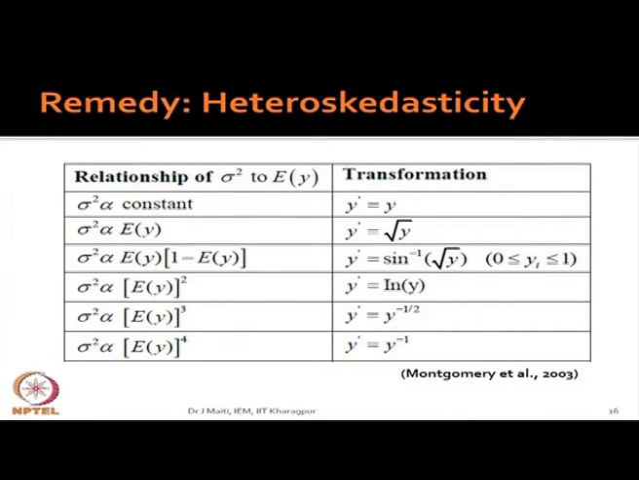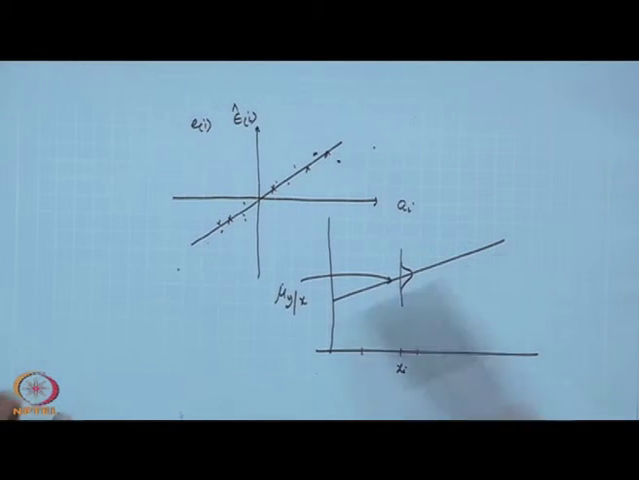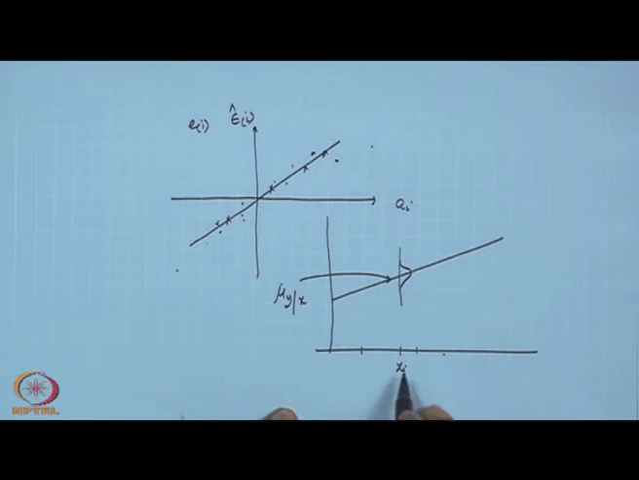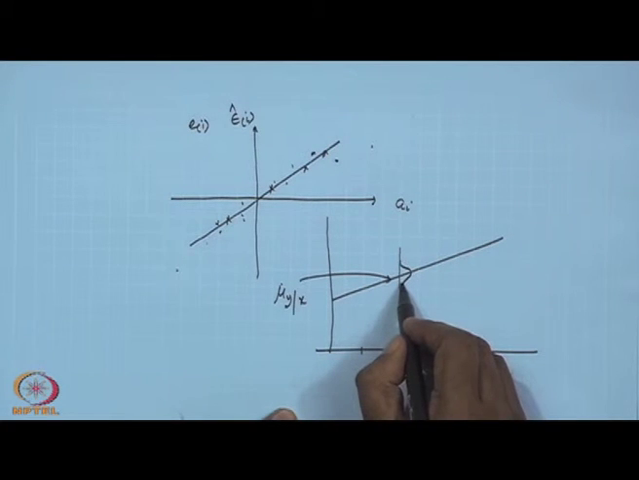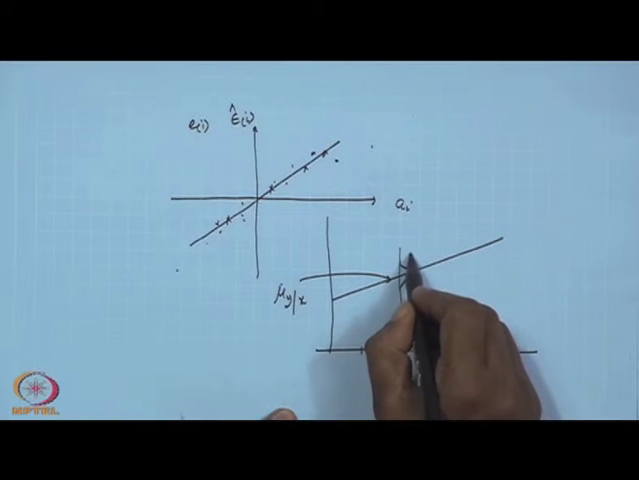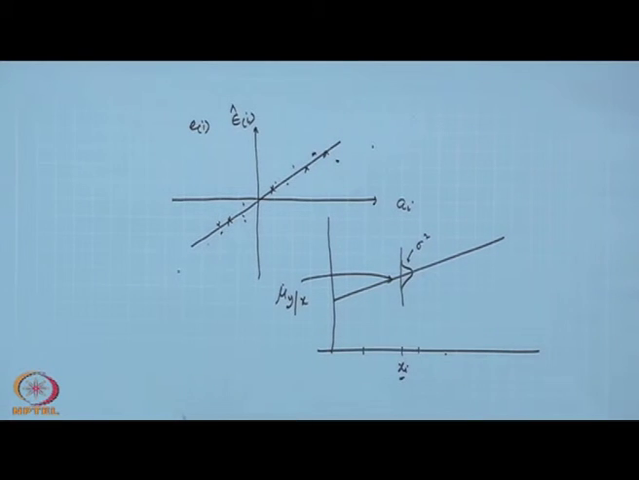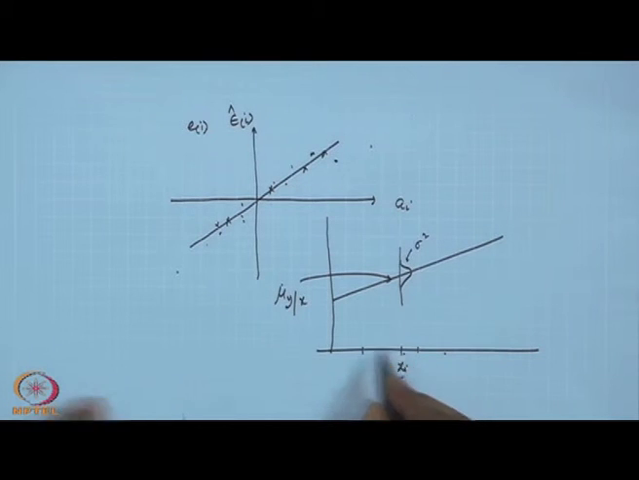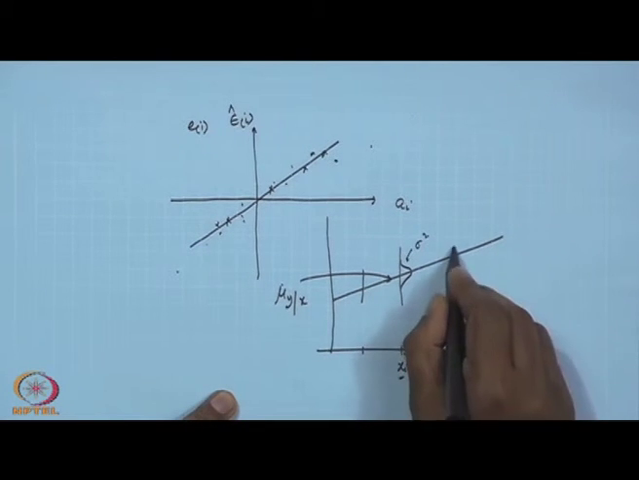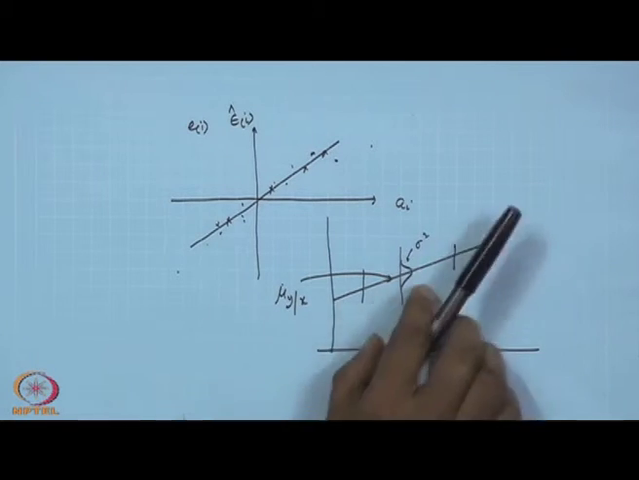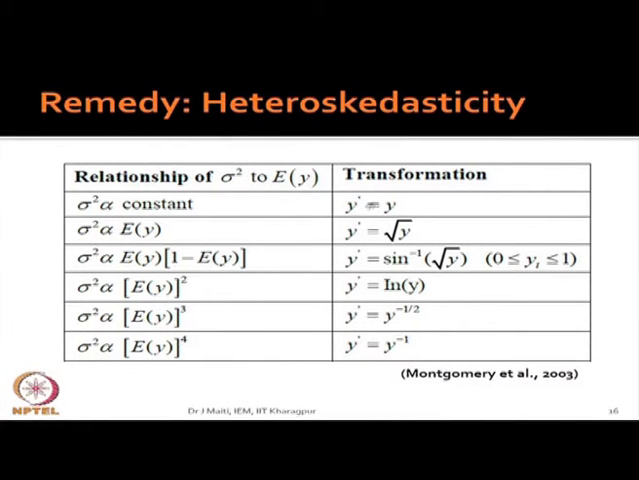I told you in last class, suppose this one is xi. What I mean to say here is that for xi, this is the sigma value, this sigma square you will write. Now, if it is constant across all values of i, then you go for no transformation. We write y dash equal to y.